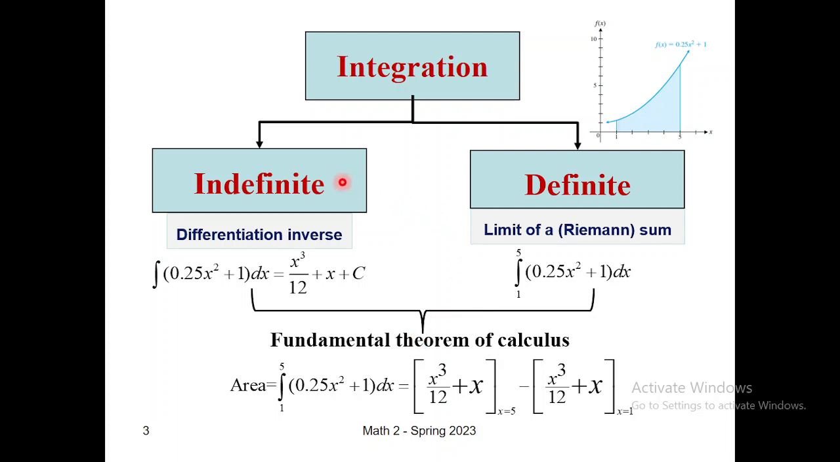So to summarize, we have two types of integration. The first type is the opposite of differentiation. The second type is the limit of a sum, and the two types are connected by what's called the fundamental theorem of calculus, which gives a way to calculate definite integration simply by relating it to indefinite integration.